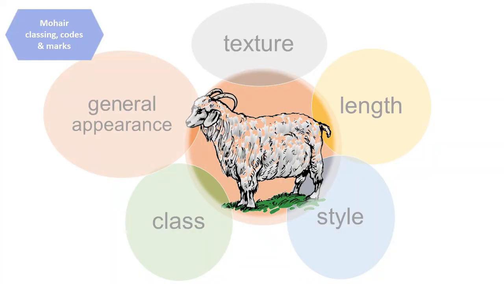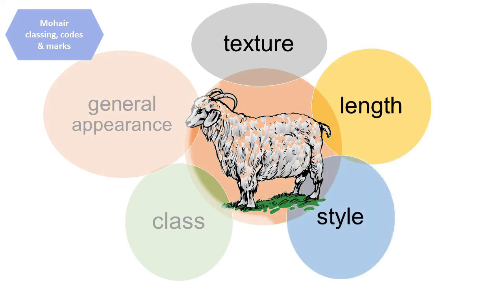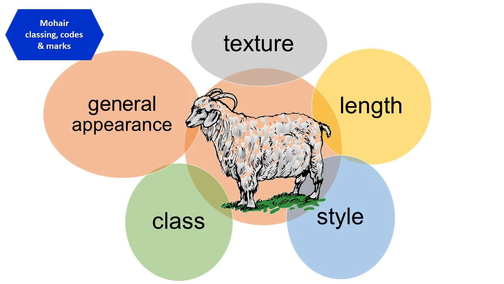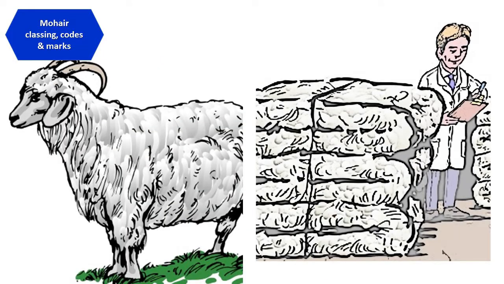Raw mohair is classed according to the following characteristics: texture or fineness, length, style, class and character, and general appearance. The finest hair is obtained from kids shorn for the first time at 6 months. As the animals grow older, the hair becomes stronger.